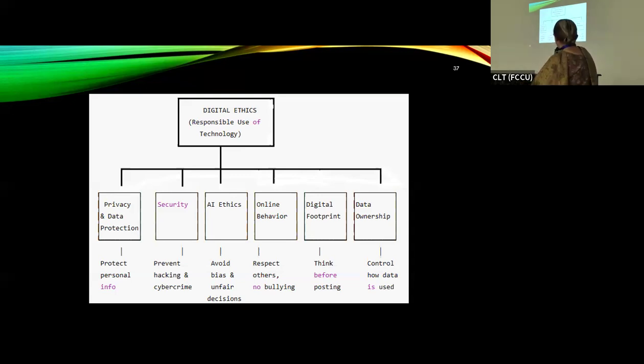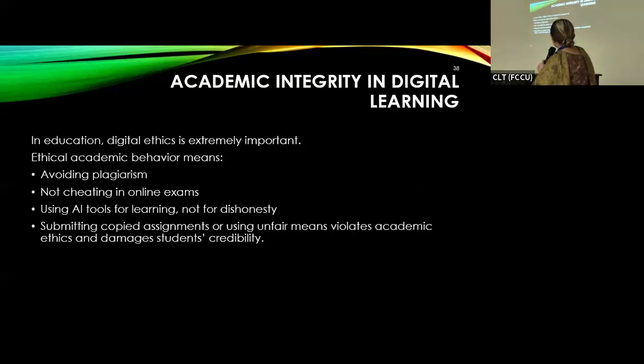So then data ownership is another one. This is control of how data is used. For example, we can do the cookie settings. We say in cookie settings, these things would be used, these things could not be. I allow these cookies, not these ones. We can do that. And now academic integrity in digital learning.